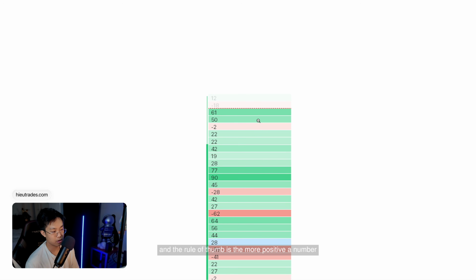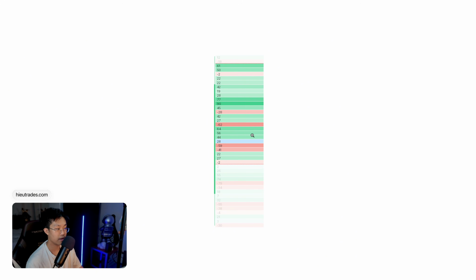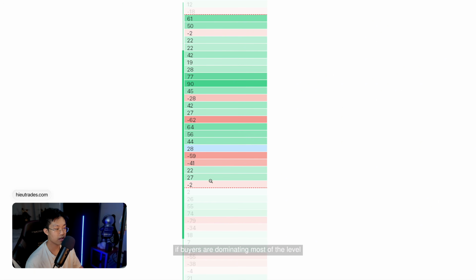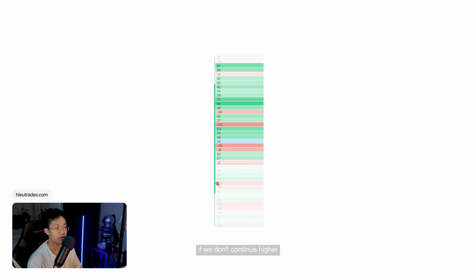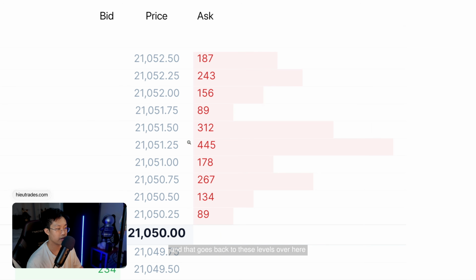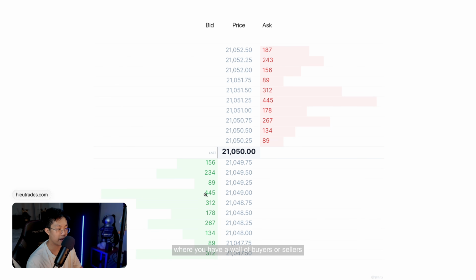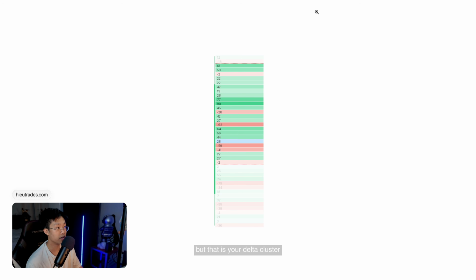And the rule of thumb is the more positive a number, the more aggressive buyers are in control at a specific level. And the more negative a number, the more aggressive sellers are in control at that specific level. And the core idea is, if buyers are dominating most of the level, the candle should close bullish. Price action should ideally continue higher. If we don't continue higher, then you have a potential problem. And that goes back to these levels over here, where you have a wall of buyers or sellers. But that is your delta cluster. It's showing you the difference between aggressive buyers and aggressive sellers at that single level.